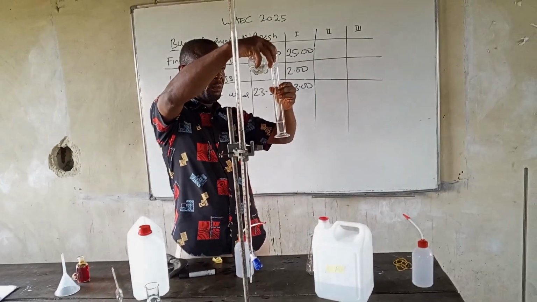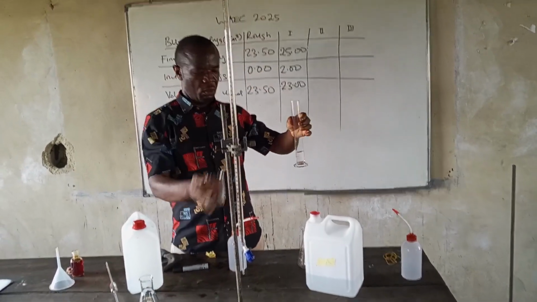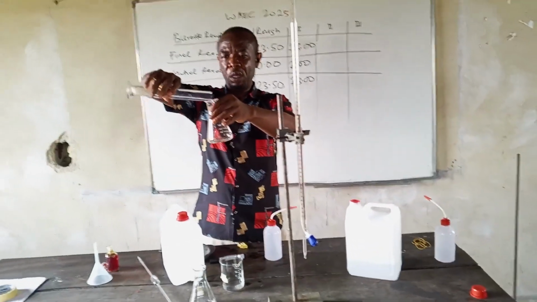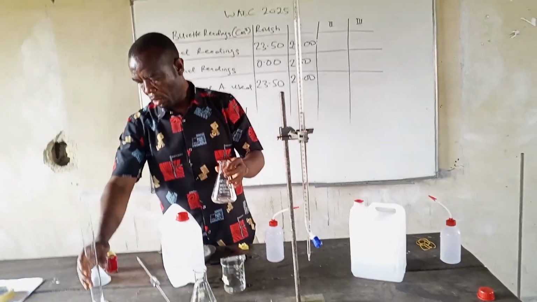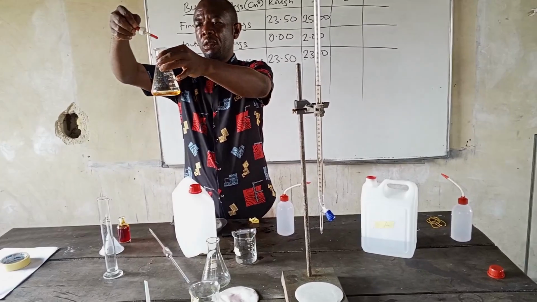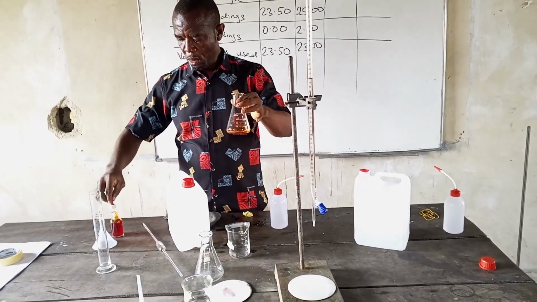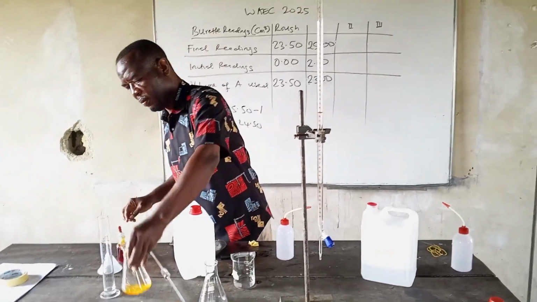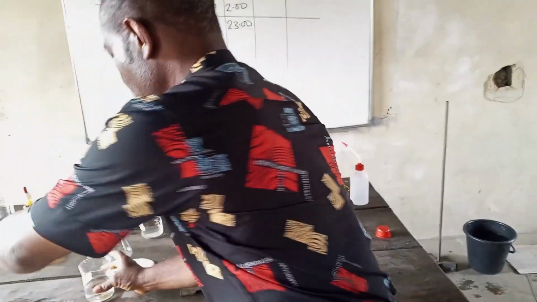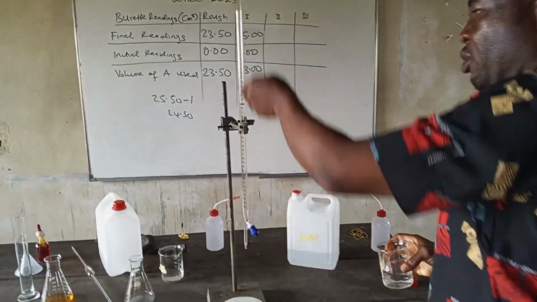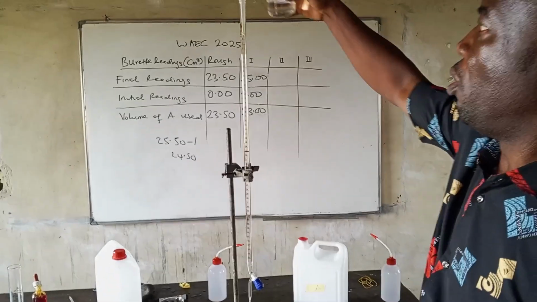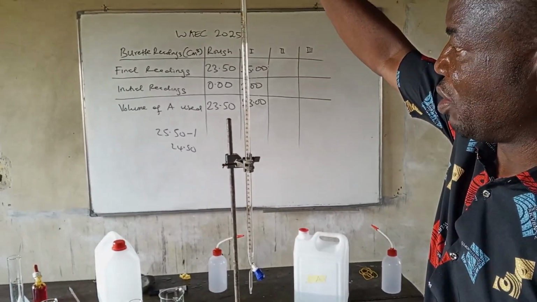Almost there. 25. You pour it into this place. Then collect the indicator, 2 drops. 1, 2. Then shake it. Add more acid. Increase the volume because it's low. Choose any convenient level. So perhaps I may want to start from 5 at my initial.